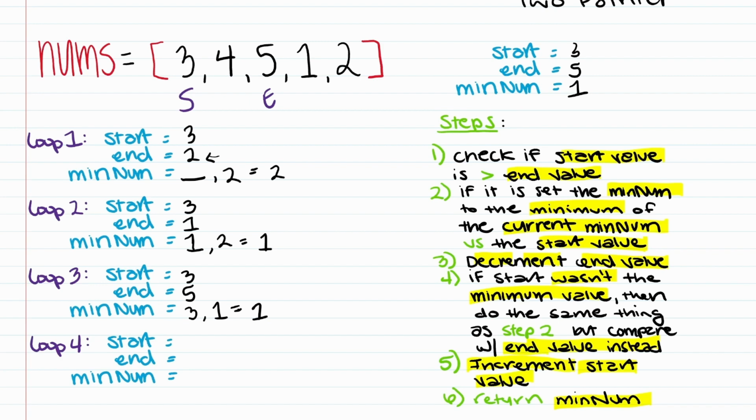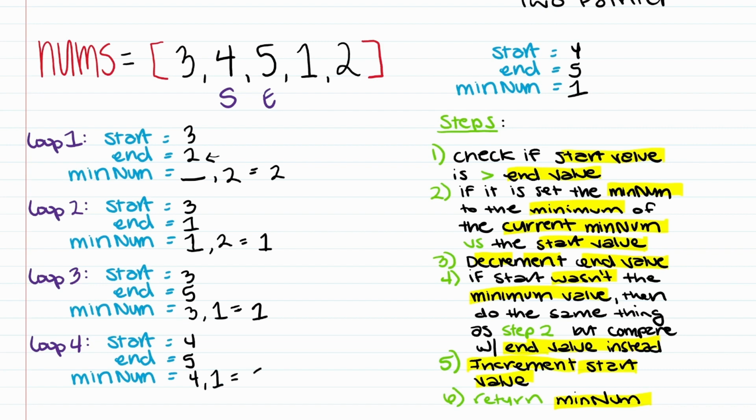Now, because our end is actually bigger, we're going to move that start over. So start is now 4. So we've got start and end. Start was 4, so it's going to be 4. So we've got 4, we've got 5, and then we've got 4 versus 1.